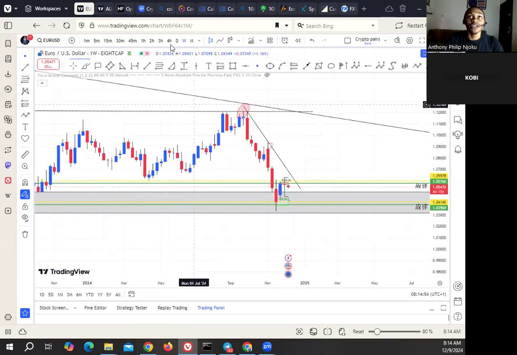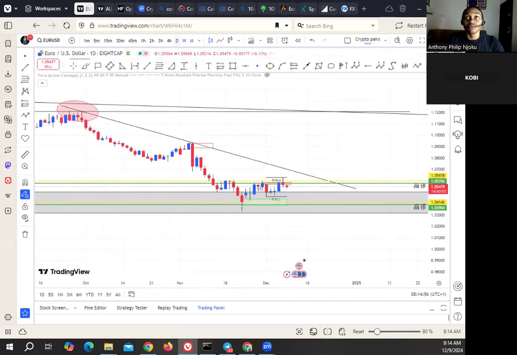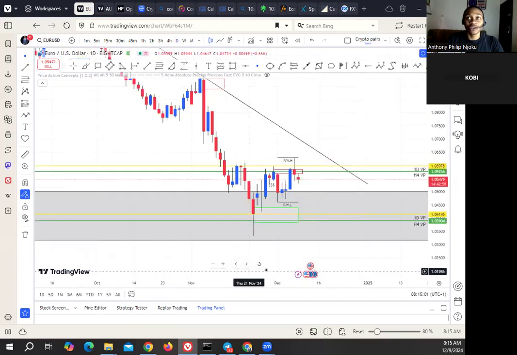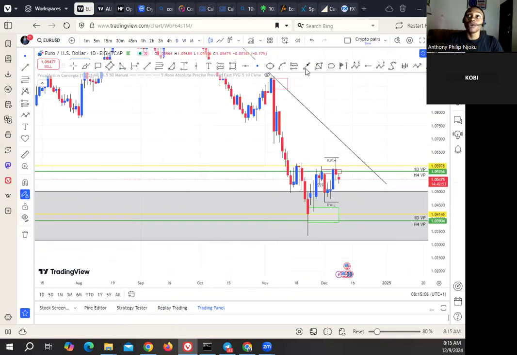Let's go down to the daily time frame, which is the prevailing trend. The prevailing trend right now on the daily time frame is still a downtrend, and since it's still a downtrend, there is still a high chance that we see Euro drop to the downside towards this daily validation point.